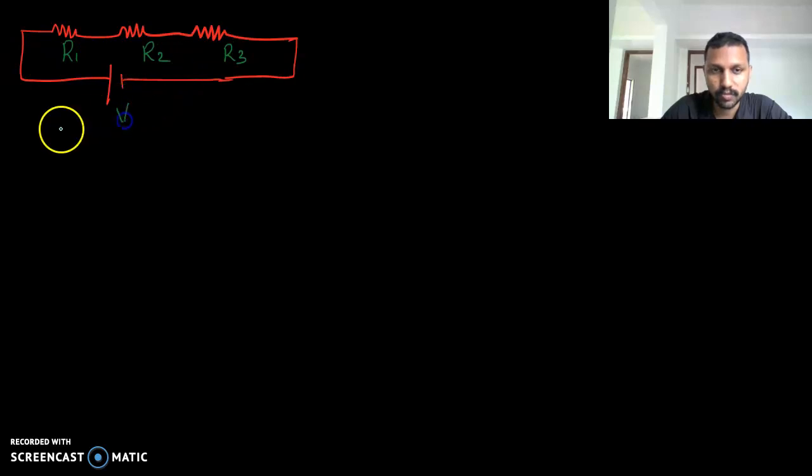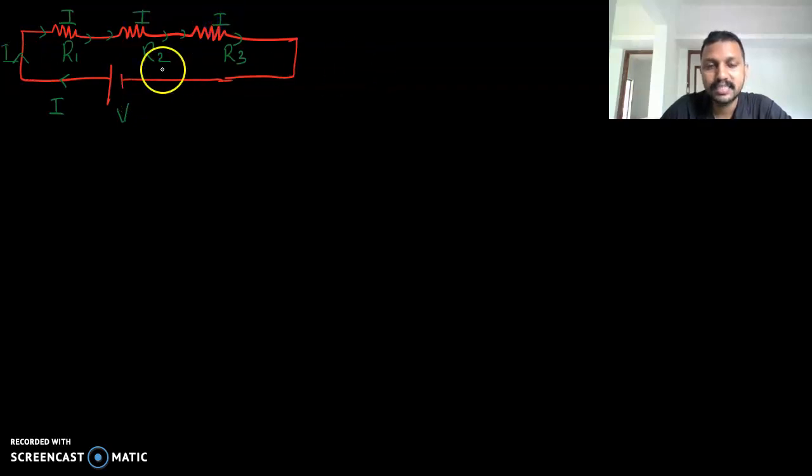It's connected to a V volt battery, and there will be a current flowing in this direction. Let's say the current is I, and this current I will flow through R1, R2 and R3. That means the current flowing through R1 is equal to the current flowing through R2, and that's equal to the current flowing through R3. In series combination, current is same. Bear in mind.